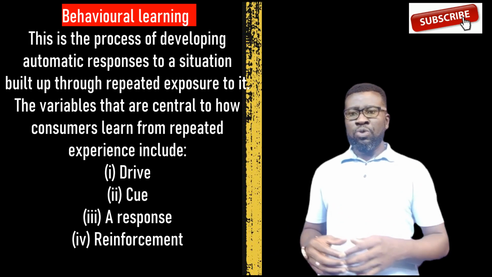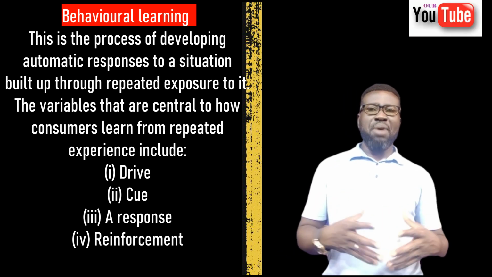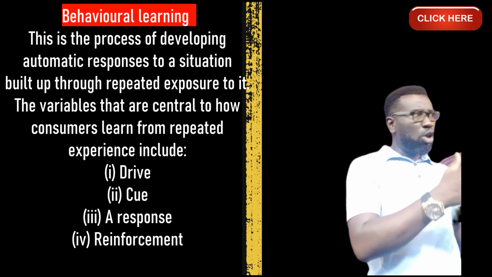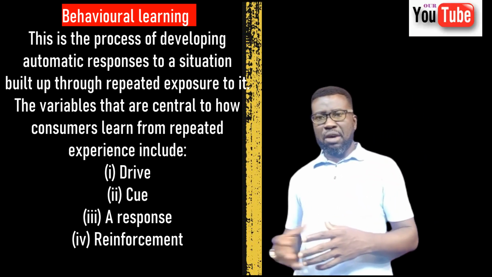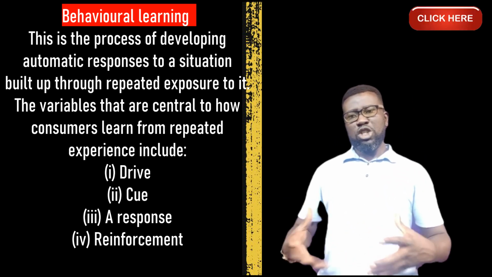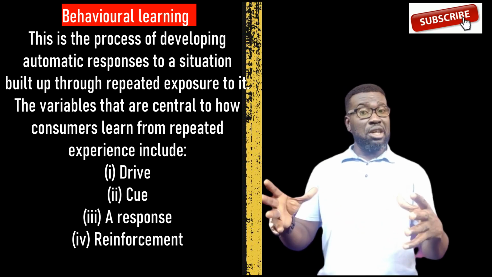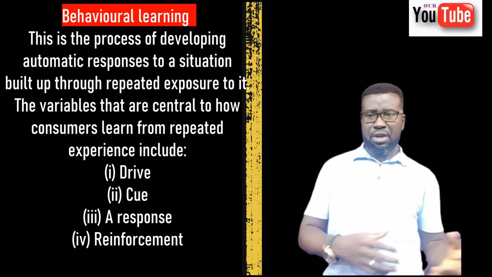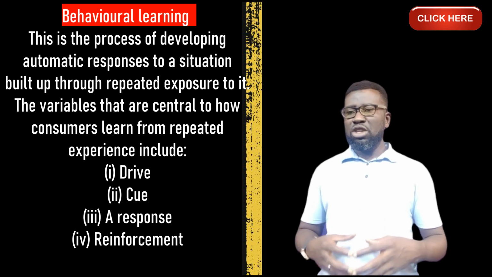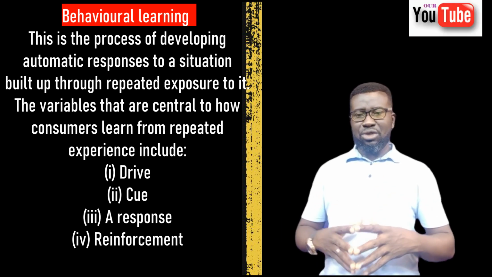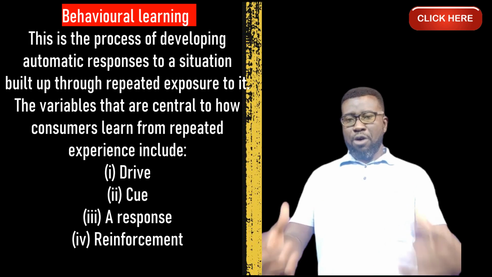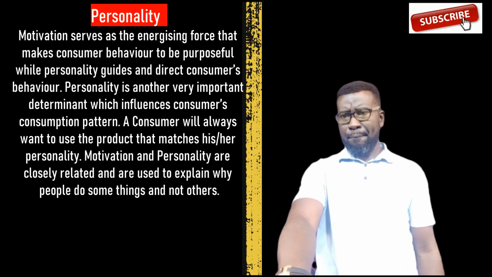Number two is a cue. Cue is a symbol that is perceived by a consumer. Some colors can be a cue, kinds of words, behaviors can be a cue. Number three is response. Response is the action taken by a consumer to satisfy the drive. And then we have reinforcement. Reinforcement is referred to as the reward received from taking action.